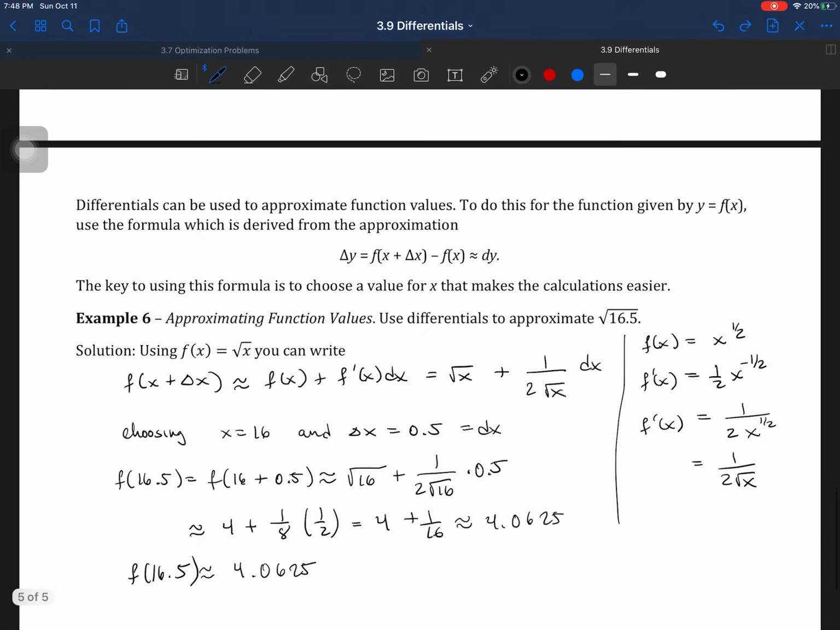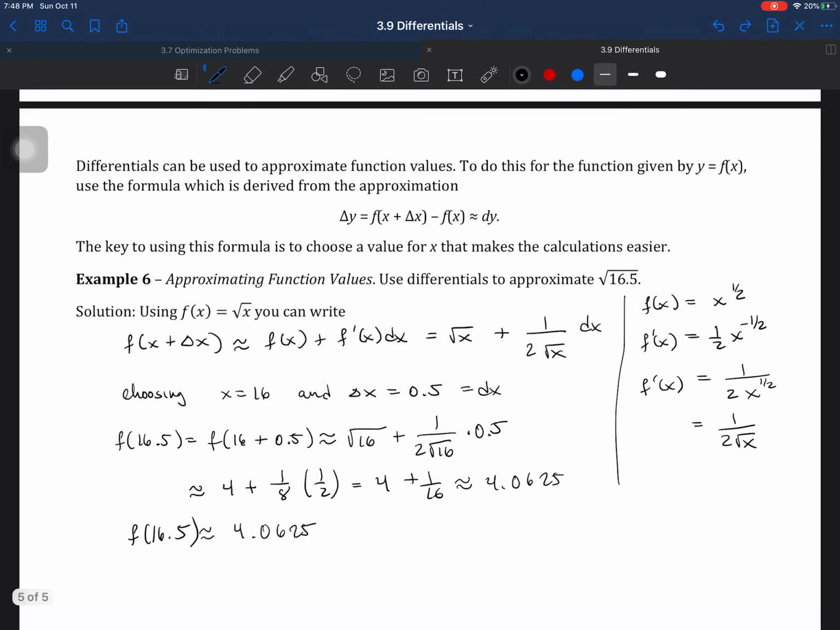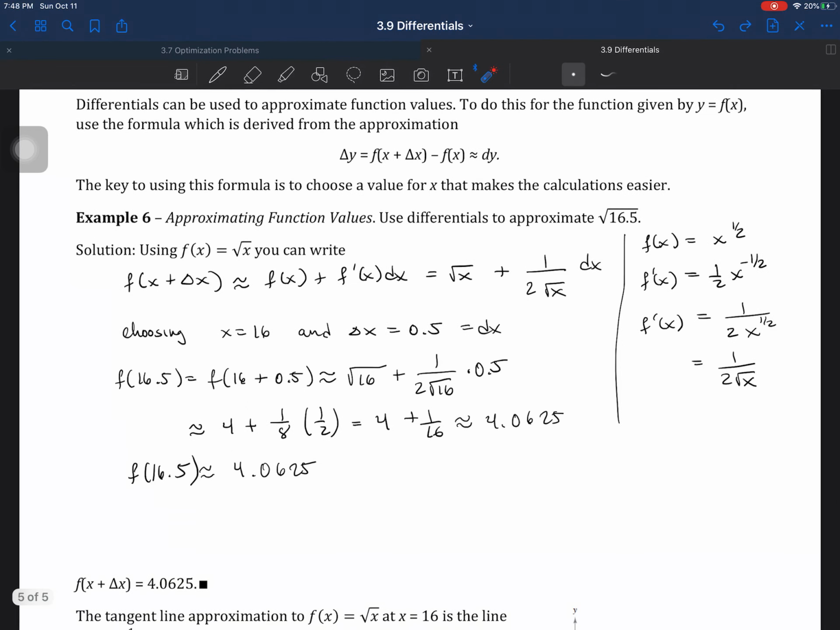All right, so in this problem, we're going to use differentials to approximate a function value. To do this, we're going to recall y equals f of x, using the formula which is derived for the approximation. What we're saying here, as we said before, is that we can approximate delta y with dy. And we're going to use this formula to choose the values of x that make the calculation easier.